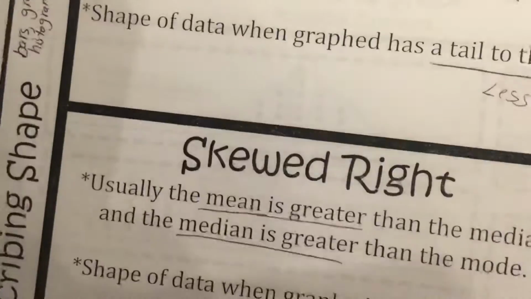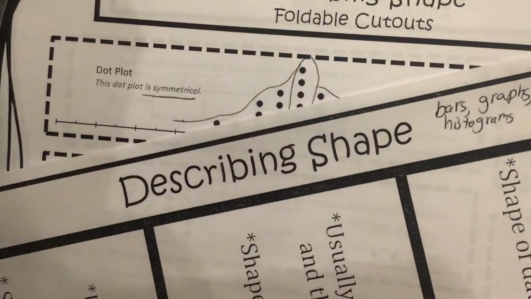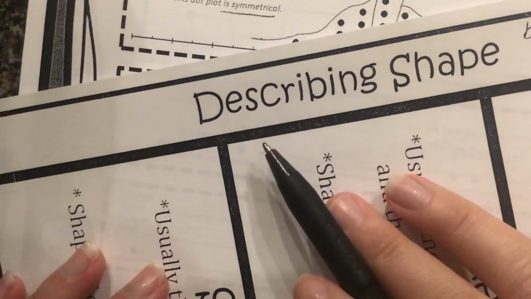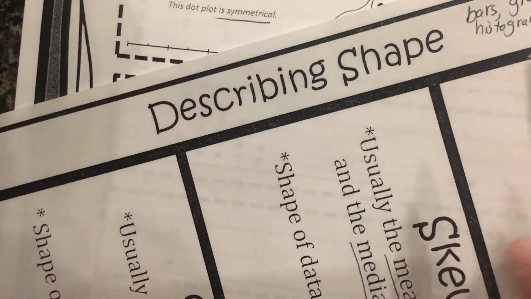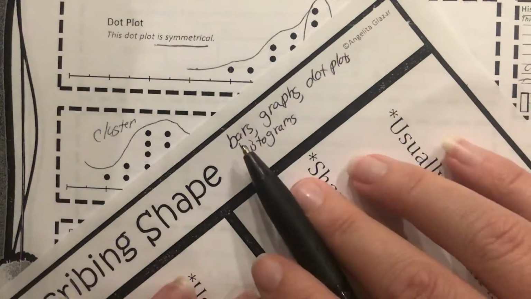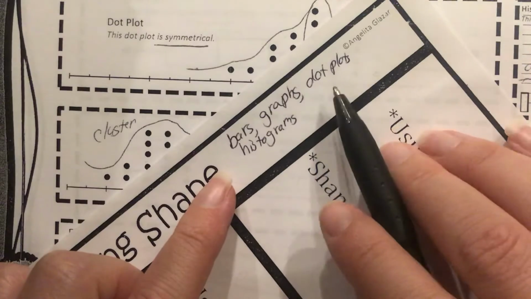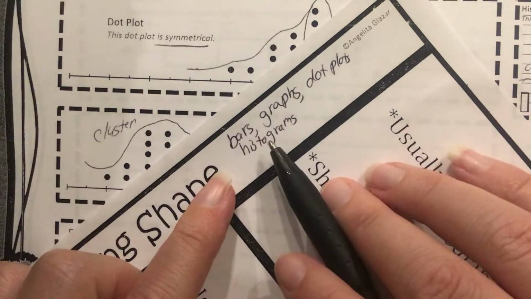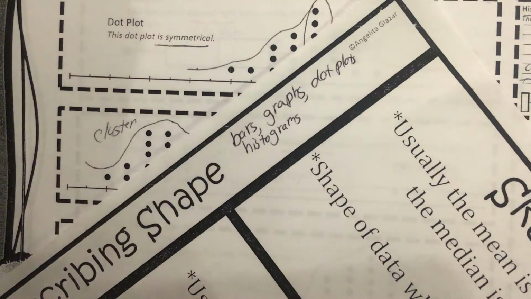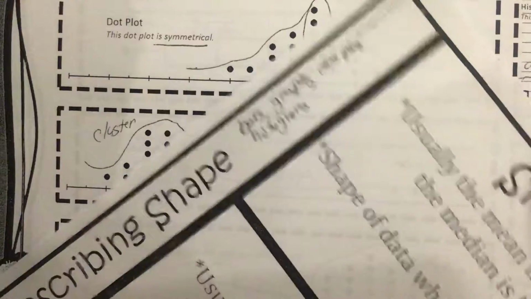Okay, so today we are working on describing shape. Find the sheet that looks like this, talking about describing shape. When we're describing shape, what we're talking about is bars, graphs, dot plots, and histograms. Write this down, please. This is all still part of statistics.